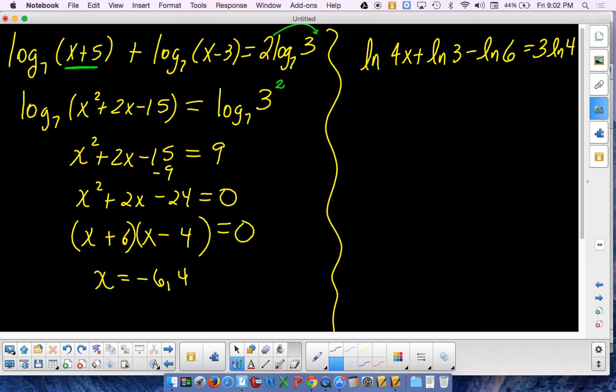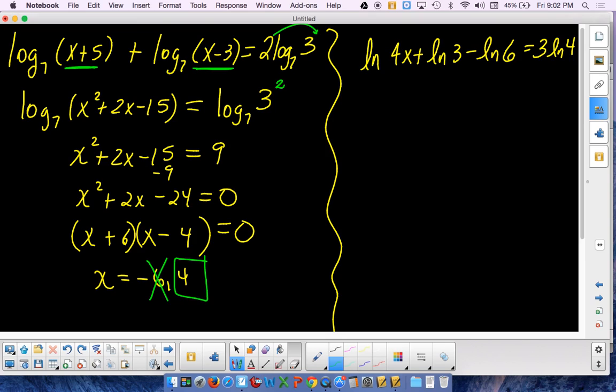And the answer would be no. So I can't have negative 6. You cannot have the logarithm of a negative number. Same thing goes with 4. If I put 4 in that same expression, is 4 plus 5 going to be positive? Answer, yes. Go to the next place you see an x. Will 4 minus 3 be positive? Yes, it will. So consequently then, 4 is our only solution. So you have to check with positive values inside a logarithm.